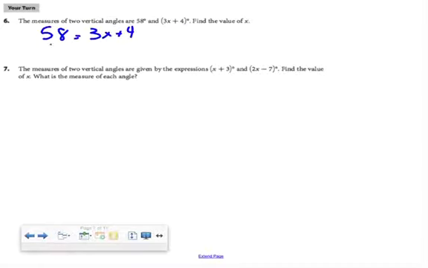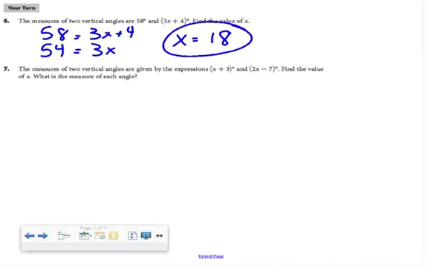Subtract the 4 from both sides, and I have 54 equal to 3x. Divide both sides by 3, and x is 18. Take a moment and work through your turn number 7.